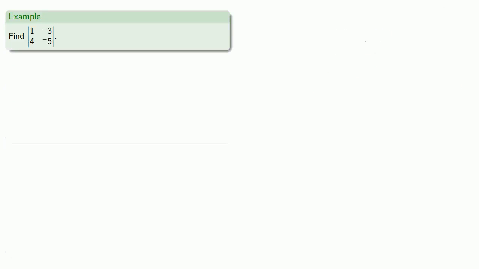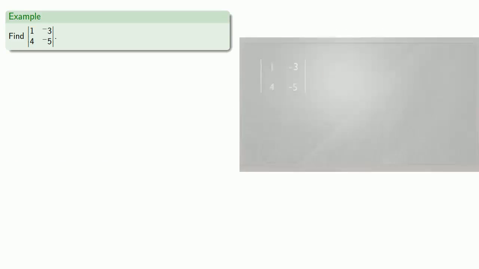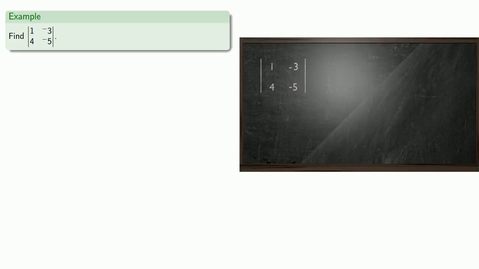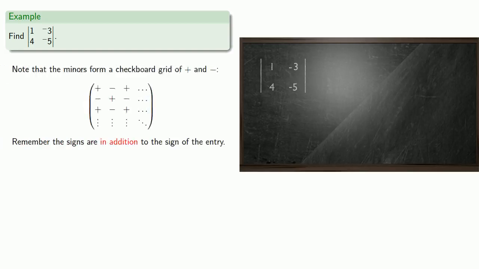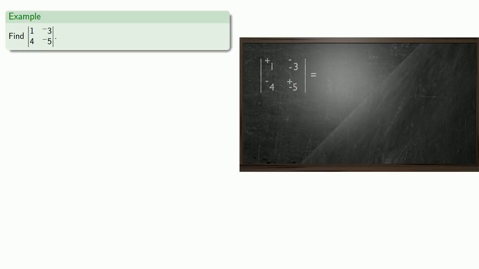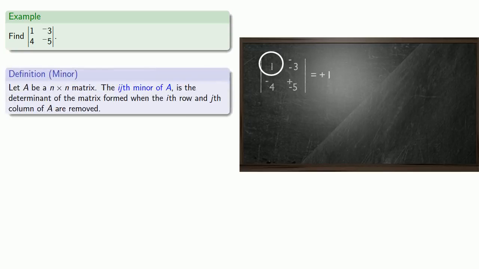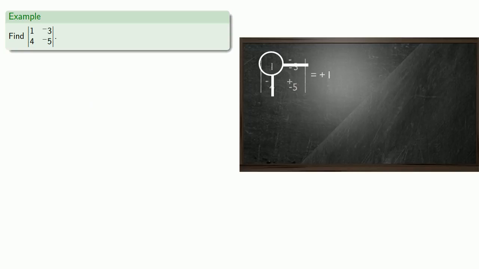So let's find the determinant of a 2 by 2 matrix. The first thing that's useful to do is to set down that checkerboard grid of plus and minus. We can expand along any row or column, so let's choose the first row. We'll take the first row, first column entry along with its sign. The minor is the submatrix we form by crossing out the row and column that it was in, and since this is a 1 by 1 matrix, the determinant of that minor is just the entry itself.